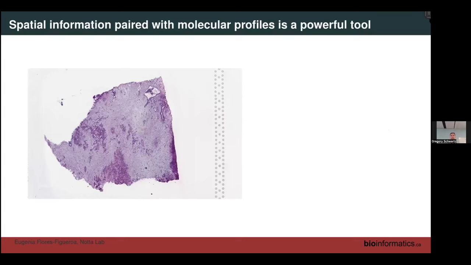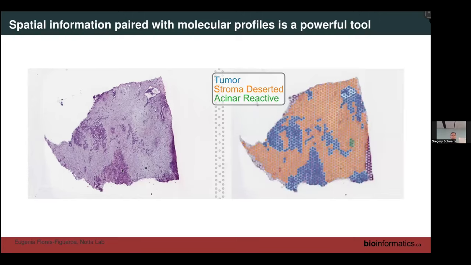So how does this data actually look? This is a slide of pancreatic cancer tissue. These darker regions are the tumor regions. So when annotated by a pathologist, these blue spots, again, each one of these is the sequence spots from spatial transcriptomics. The blue spots are the tumor regions, and the orange spots are the stroma regions.